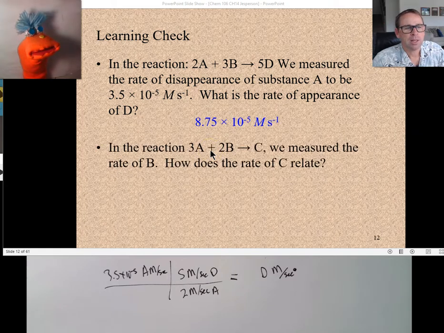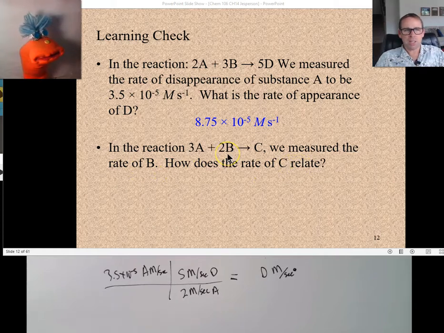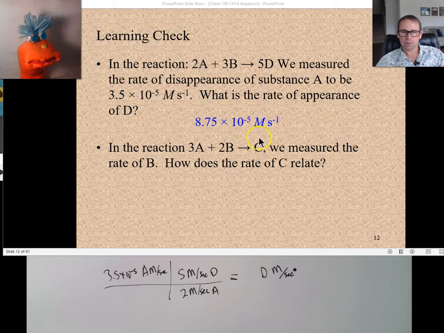Okay, in the reaction 3A plus 2B goes to 1C, we measured the rate of B. How does the rate of C relate to the rate at which B disappears? C will appear at half the rate at which B disappears. Okay, very good. So every 2 B's that disappear, you get 1 C. So the rate of appearance of C will be half the rate of the disappearance of B. Okay, very good.